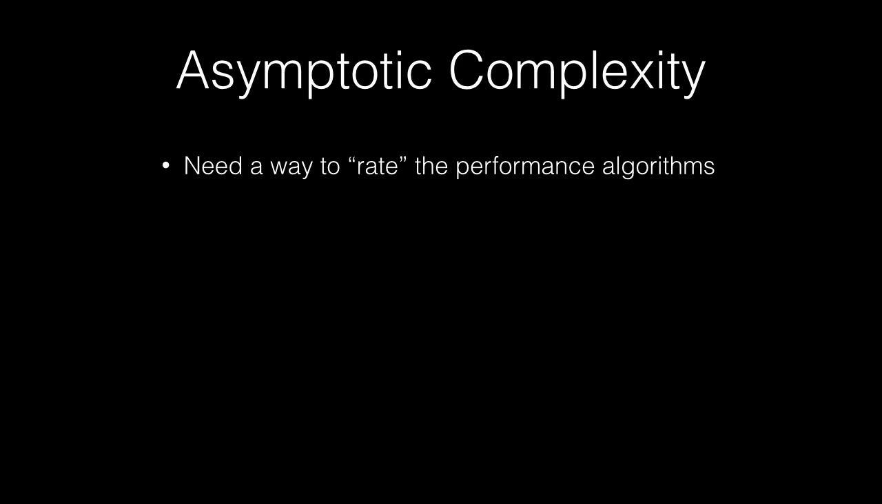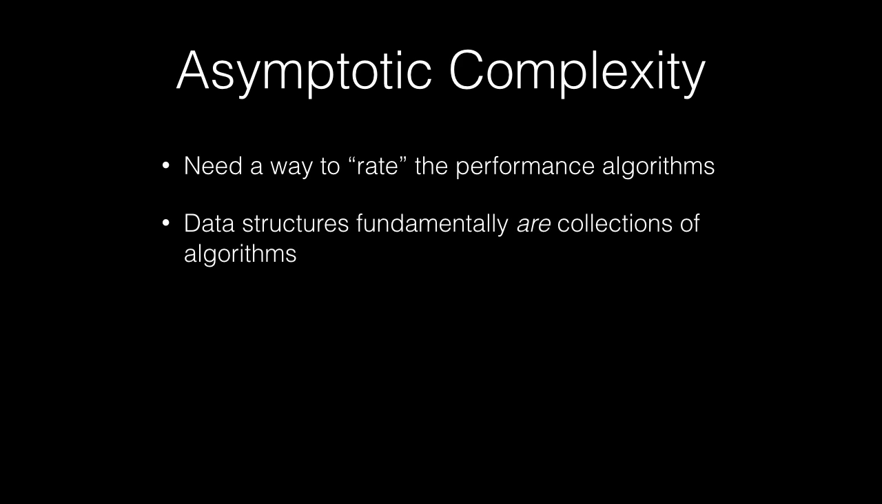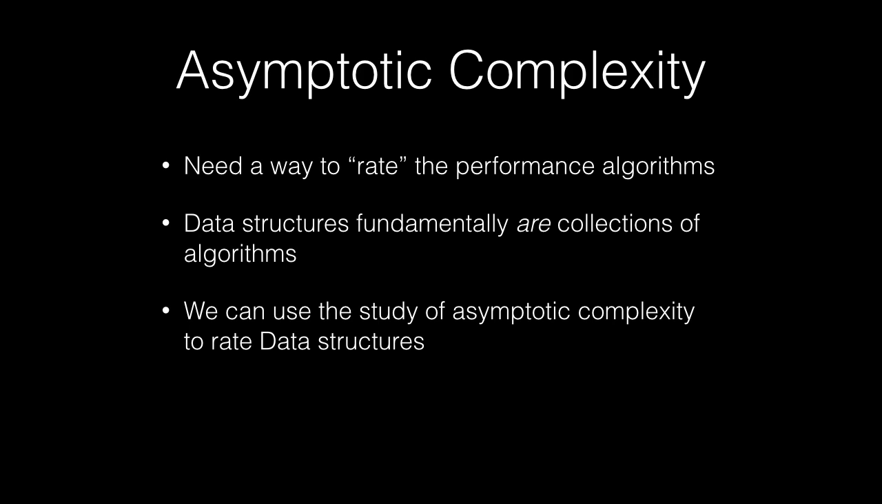The first concept that I want to mention with respect to data structures is asymptotic complexity. Essentially, the problem is when you're dealing with all these different data structures, you need to find a way to rate the performance of algorithms. And because data structures are fundamentally collections of algorithms, we can use this asymptotic complexity to rate the performance of the data structures, as opposed to just the performance of the algorithms that encompass them and make them up. So it's a way for us to compare different data structures because we need to have some kind of a basis for comparison.